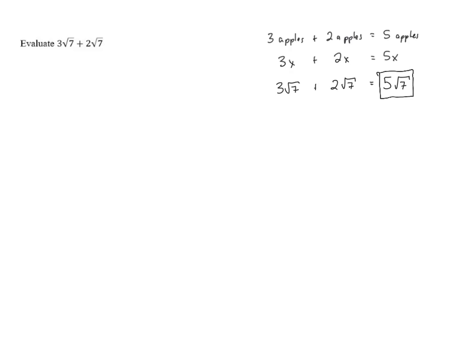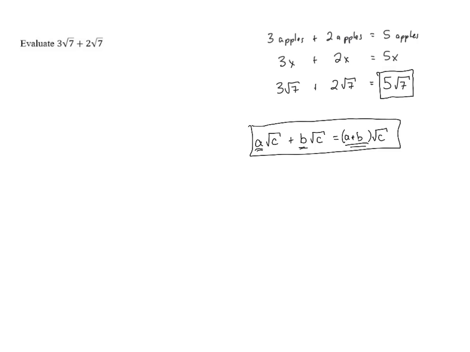If we wanted to write this out algebraically as a rule, if we had a times the square root of some number c plus b times the square root of some number c, and we wanted to add them together, we would still have the same square root. That's not going to change, just like the variable didn't change before. But then to get the new coefficient, the number out front, we add the previous numbers out front, and then a plus b gives us a plus b in here. And so this is the rule that we're using stated algebraically.